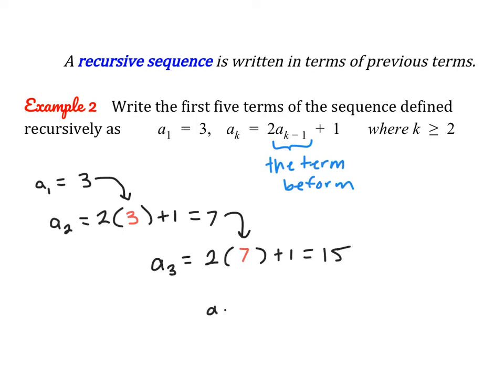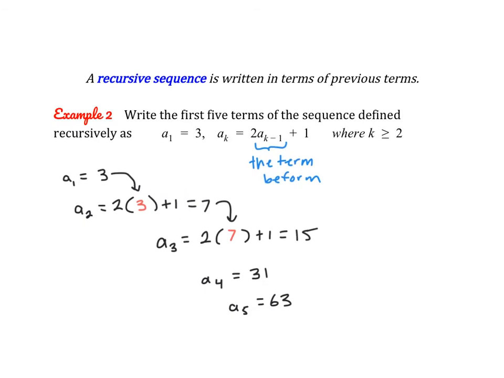So you can probably see that this pattern will just continue. So a sub 4 is going to be 2 times 15 plus 1, so it's going to be 31. And then a sub 5 is going to be 2 times 31, the previous term, plus 1, so 63. And then, of course, we can list out our terms as a sequence. So 3, 7, 15, 31, 63. So those are the first 5 terms of this recursive sequence. So it's just a different way to write your terms.